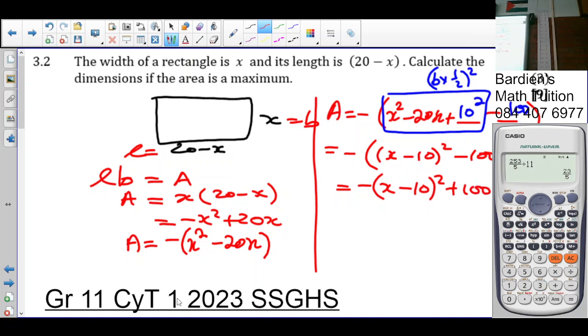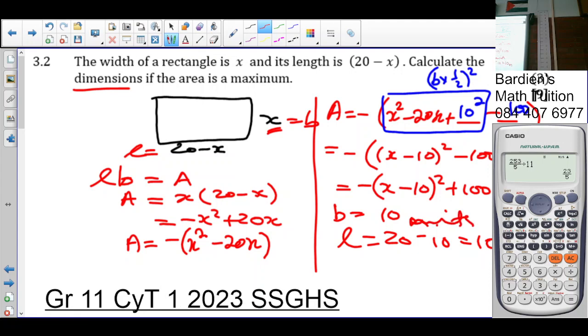The question is the dimensions. So what are the dimensions? The length and the breadth. So your breadth is going to be x, which is 10, and your length is going to be 20 minus 10, which is 10. So it's 10 meters by 10 meters, or units, whatever.